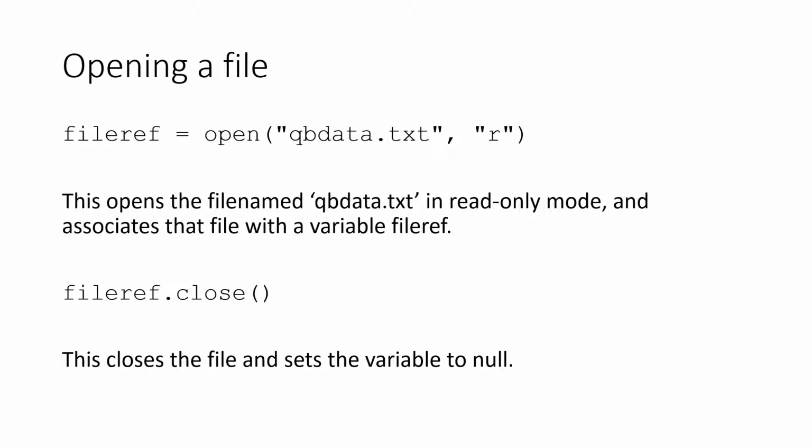So again, to open a file, you simply use the open function, and you set this equal to a variable. In this case, I'm creating a variable called fileref, and I'm setting that equal to the open function and passing in the path to a file. In this case, qbdata is a file that's in the same directory as the Python program I'm writing. And I'm opening it with read-only privileges, so it's read-only. When I'm finished with the file later, I'll be able to use fileref.close in order to close the file, and it will actually set the fileref variable equal to none, or the null value.